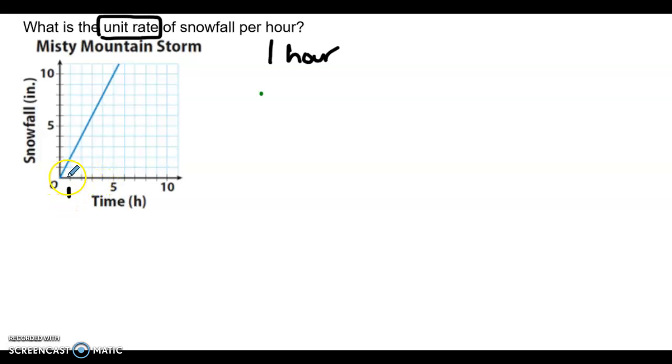So I'm just going to look over here at 1 hour, and I'm going to follow it up to see where it is on the y-axis. It might be helpful for you to go ahead and number these. 1, 2, 3, 4, 5. So in 1 hour, it snows 2 inches. So we would write this as 2 inches per hour. That would be our unit rate.